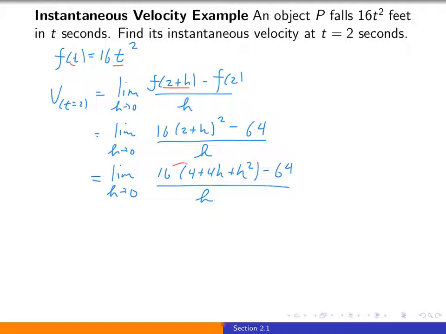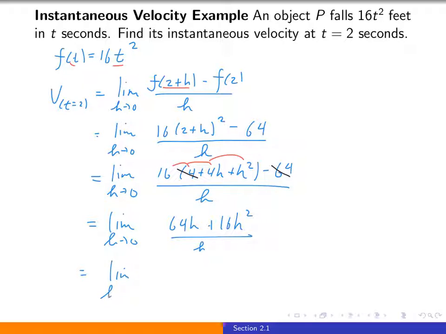The 16 needs to distribute through the first term. 16 times 4 is 64. And we're also subtracting away 64. So we have two terms remaining in the top, and both of those terms are going to have an h in them. There's a 64h from when the 16 hits the 4h, and a 16h squared. So pull out the h in common in the top.